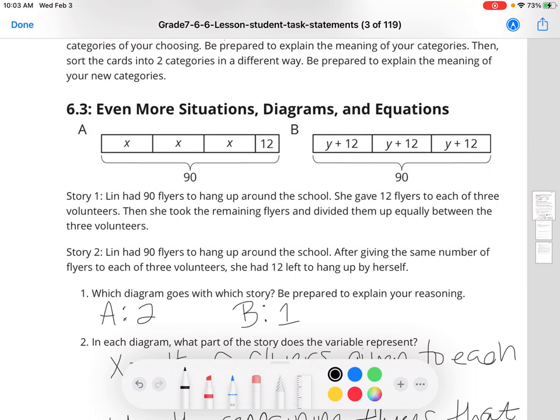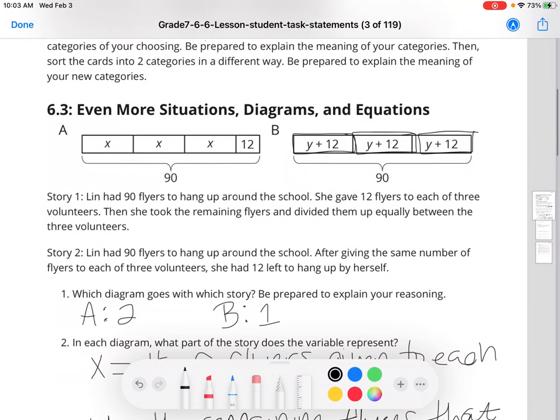So if she gave each volunteer 12 flowers and then gave them each the same amount on top of that, then I know that there were 3 total volunteers and they each received the same amount, because I had 3 groups of Y plus 12. So for story 1, that tells me that I have 3 groups of Y plus 12, and that equals 90.